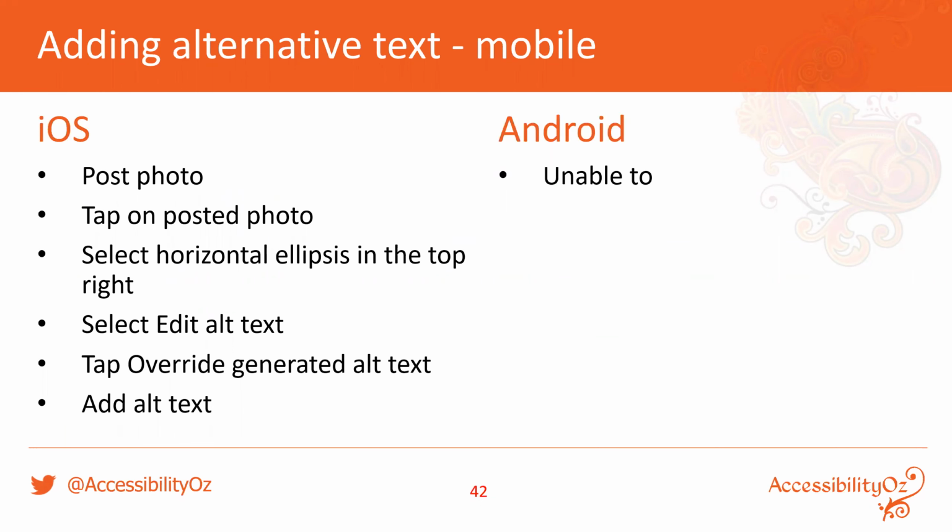In iOS, you post the photo. So you have to add the photo, then post it. And then you tap on the posted photo and you select the horizontal ellipsis in the top right, select edit alt text, and then you can tap the override generated alt text, and then you can add the alt text. And you are unable to add alt text on Android.